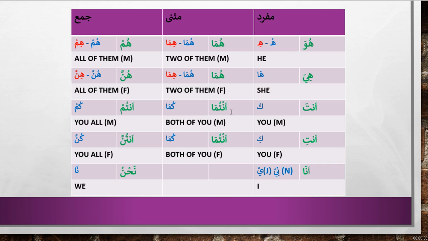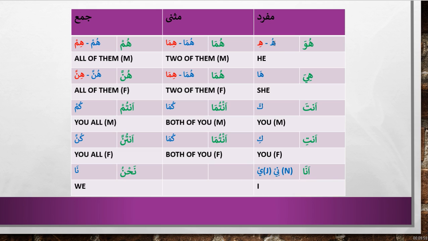Antuma can be the same, huma can be the same. Yes, you did notice it, right? Congratulations. Antunna, all of you female; ana, it's me; nahnu, yours truly, all of us. So these are the independent ones. You have to repeat it again and again: huwa, huma, hum, hiya, huma, hunna, anta, antuma, antum, anti, antuma, antunna, ana, nahnu, until you get this speed.